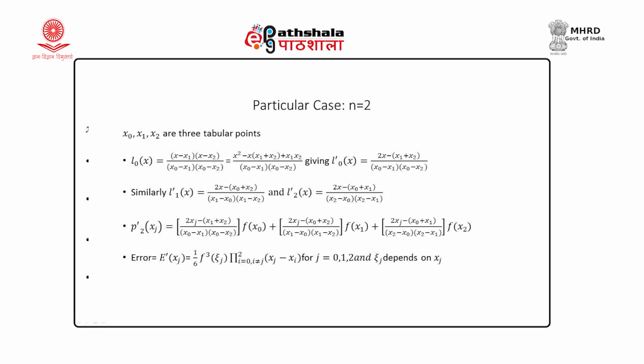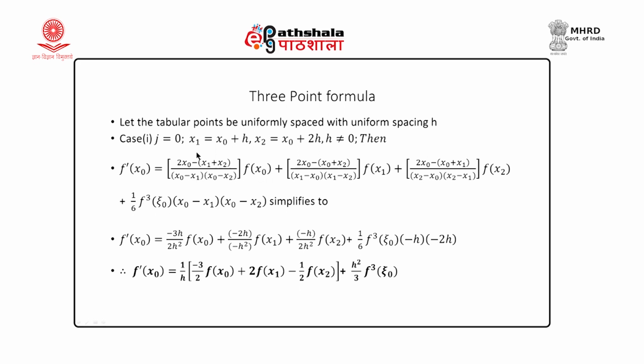And so, this is the expression for the error term. Now, if we need the derivative at, let us say, x0, and let us assume the points are uniformly spaced with the uniform spacing h. So, let us denote x1 as x0 plus h, x2 as x0 plus 2h. We are using j equal to 0. Similarly, we can use j equal to 1, j equal to 2 and so on. So, let us derive the formulas for the derivative at the point x0.